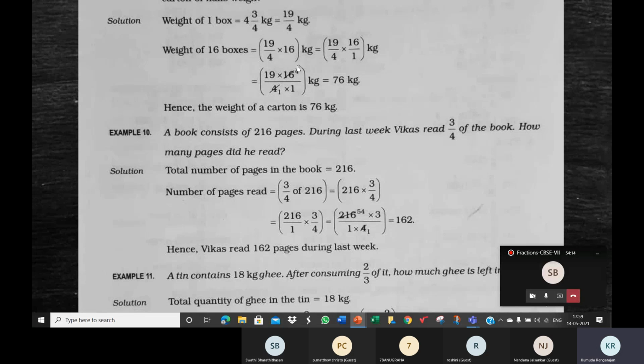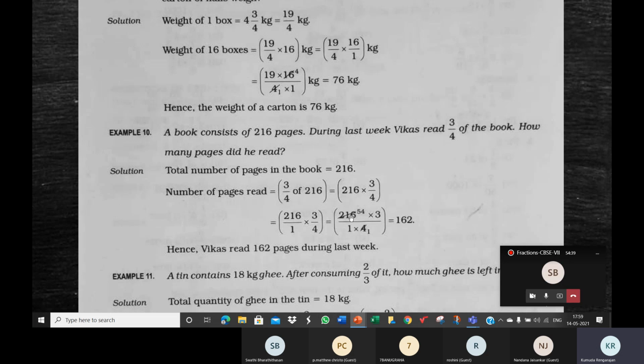See here, simplification: 4 and 16. 4 ones are 4, 4 fours are 16. You're dividing both the numbers by 4. So 4 divided by 4 is 1. 16 divided by 4 is 4. Write the answer. What is 16 divided by 4? 4. And here also while cancelling, we're dividing by 4. 4 divided by 4 is 1.